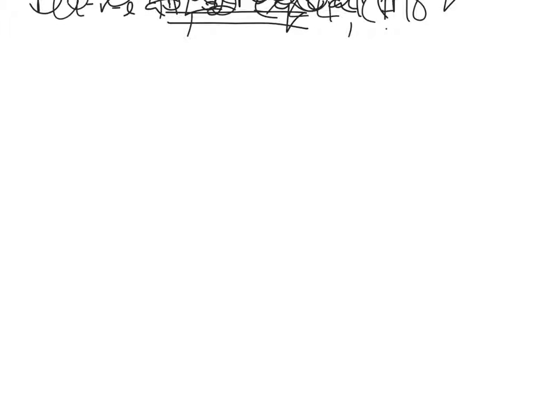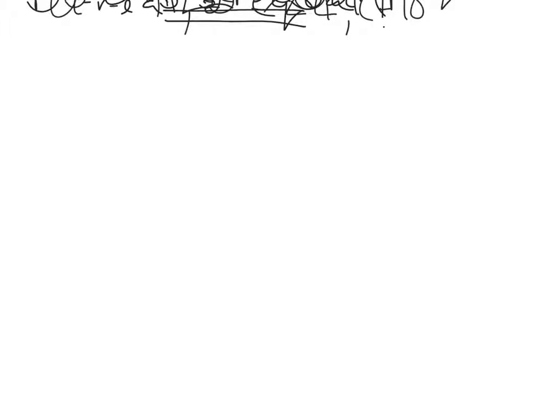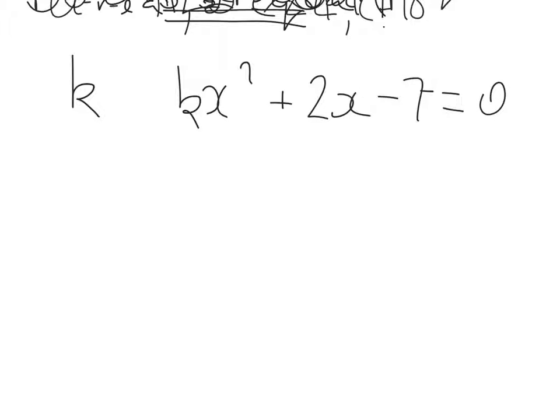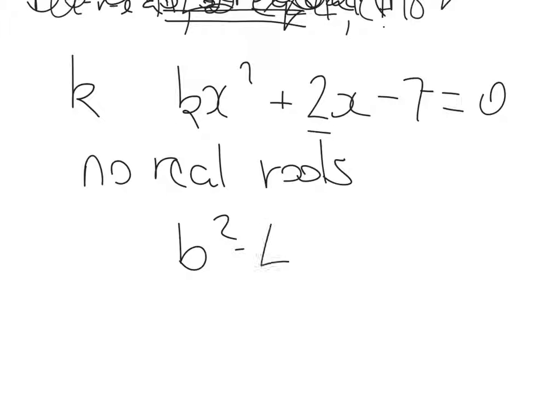Okay, next question. We're going to find the range of values for k, for which the equation kx squared plus 2x minus 7 equals 0 has no real roots or unreal roots. So the condition for the discriminant this time for no real roots is that the discriminant b squared minus 4ac will be less than 0.